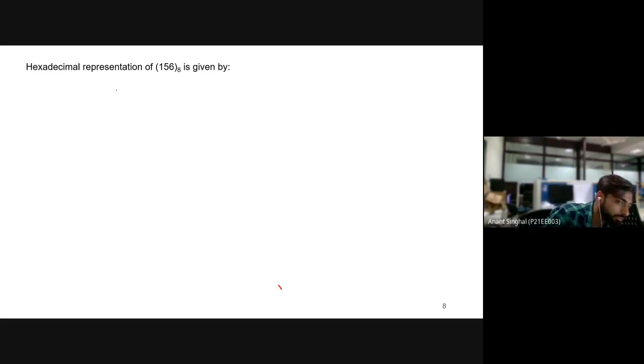So there are two methods to solve this. One is basically we need to convert this to decimal first, and then we need to convert it again to the base 16. And there is a shortcut, so I'll try to cover both of the methods.